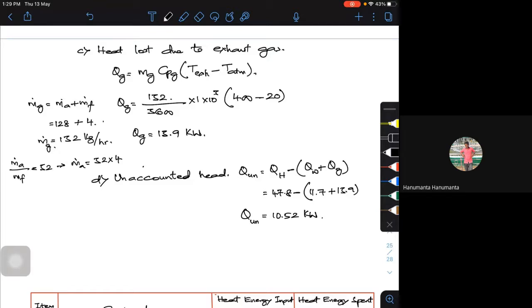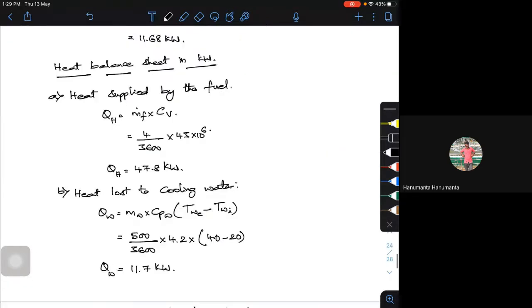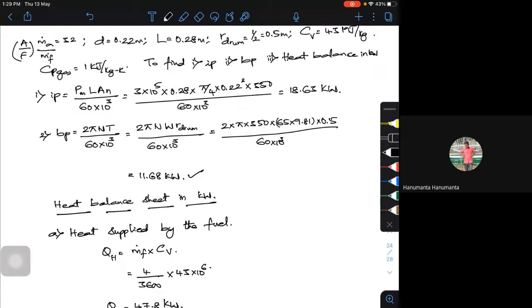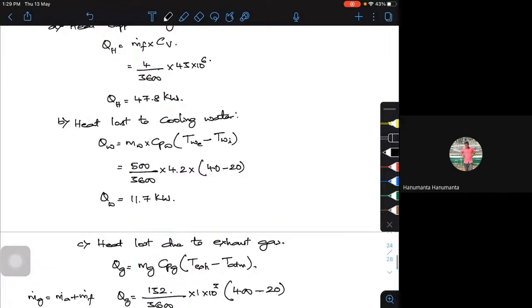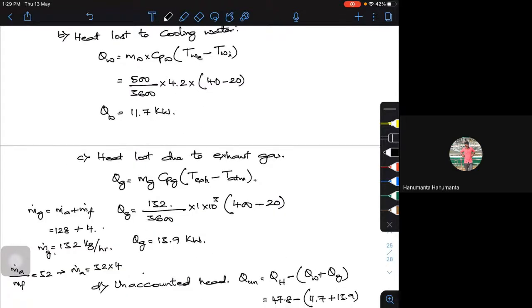One is heat supplied, then there is the heat that is getting converted to power, that is BP, brake power. So the heat converted to brake power is 11.68 kilowatts. Then heat loss due to cooling water, heat loss due to exhaust gases, then unaccounted heat. Everything you add up. One side is the heat input, another side you have the heat expenditure. So you will get the heat balance sheet. Okay, this is my heat balance sheet.